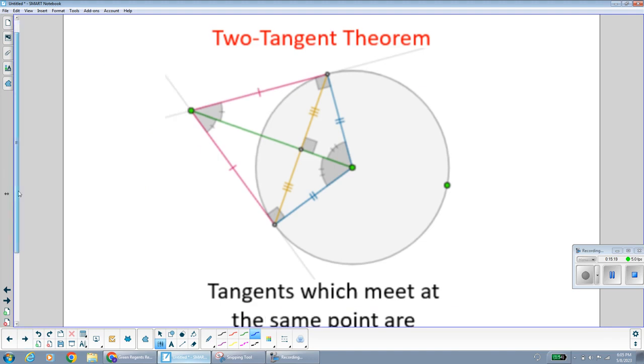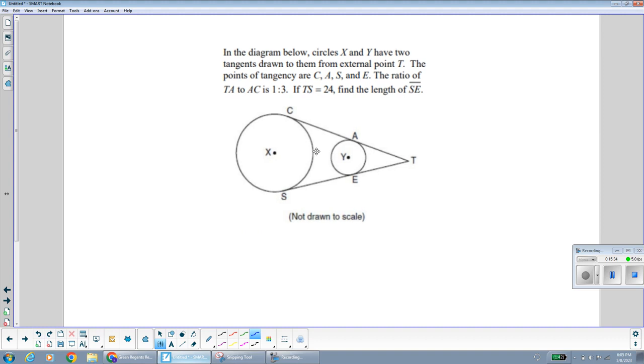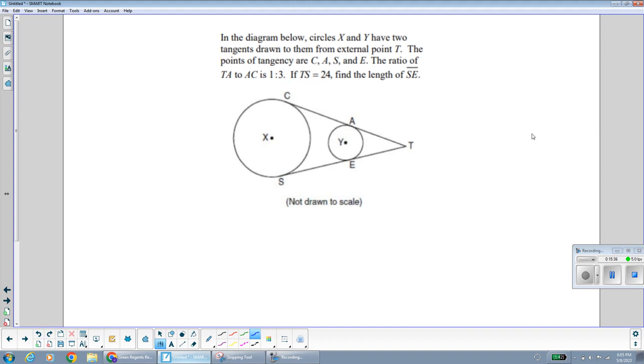We also have something called the two tangent theorem. And what that says is that when two tangents to a circle come out of the same external point, they have to be congruent to each other. Let's take a look at how that could be used in a question.